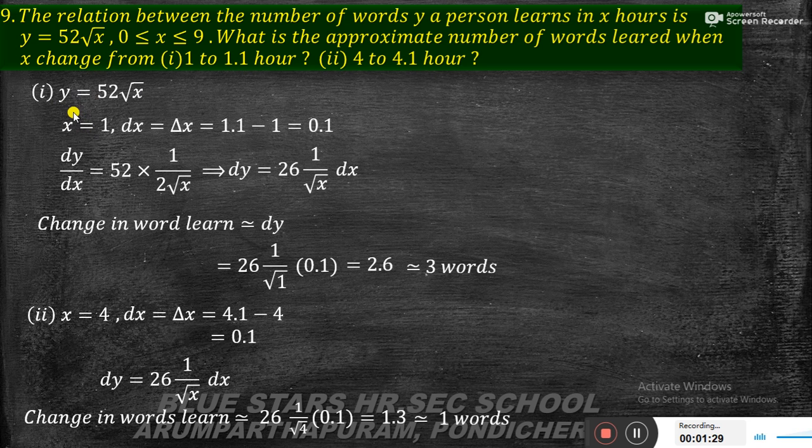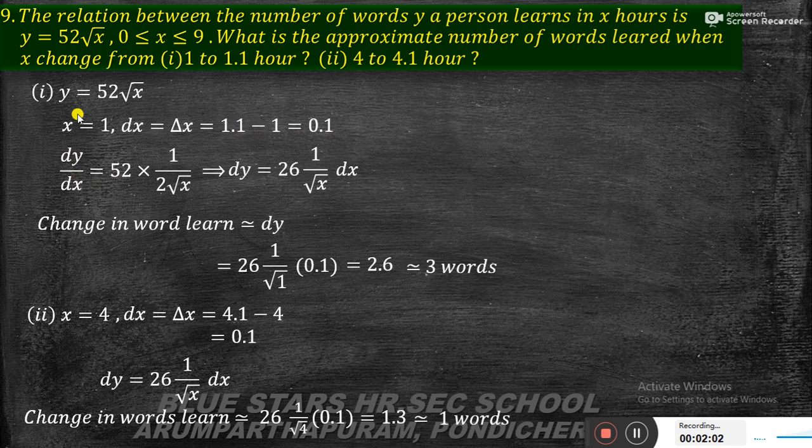First, I write the given function. Given function is y equal to 52 into root x. Next, they give the time 1 to 1.1. So first time I take x equal to 1. The deviation is del x equal to 1.1 minus 1. Therefore, we subtract the first value from the second value. So 1.1 minus 1, we get dx equal to 0.1 hours.